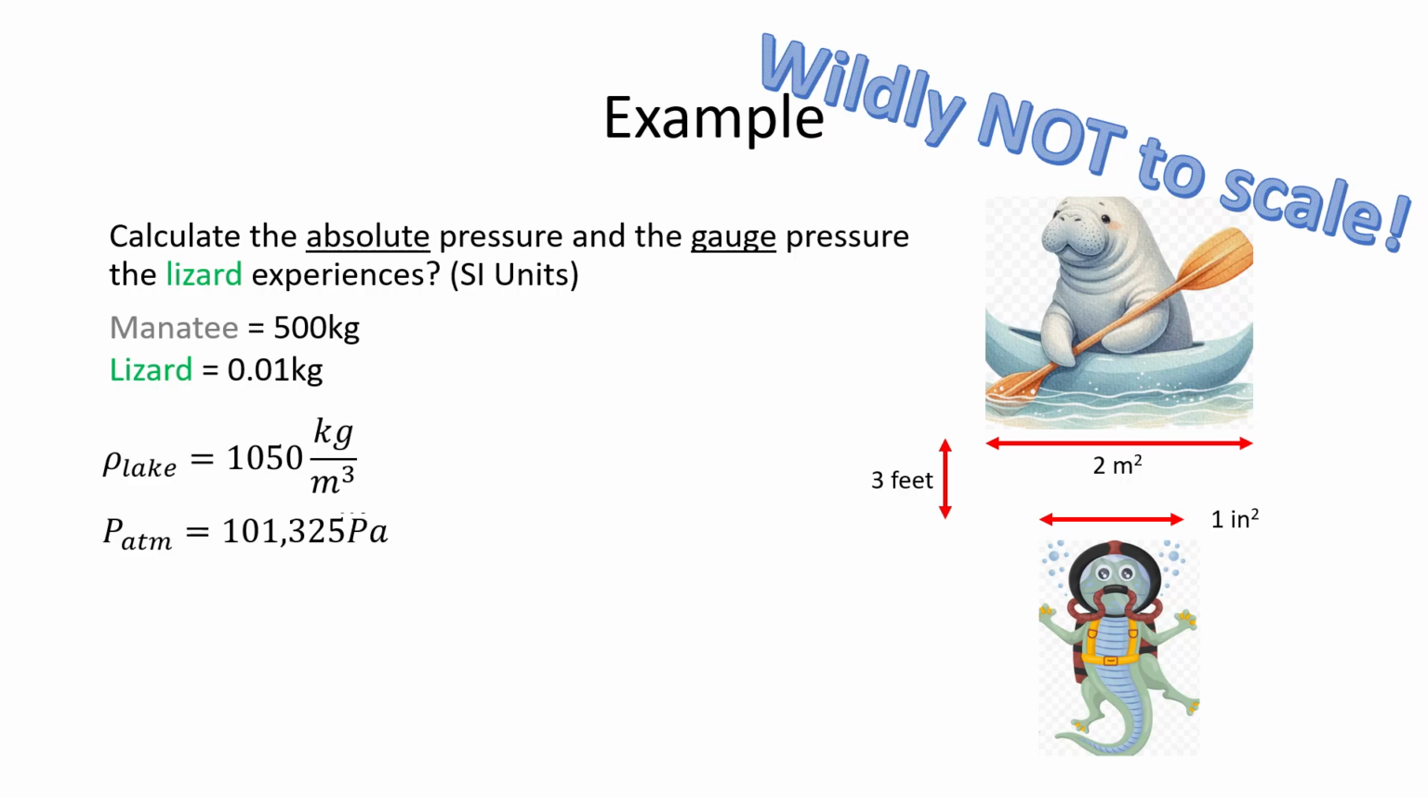Other annoying bits: the depth of the lizard that is diving beneath the manatee is in feet. That's not SI, so let's convert that. Knowing that the ratio between meters and feet is 0.3048, we can convert it to 0.91 meters. Additionally, the area that the lizard is experiencing all the pressure from is 1 inch squared. And again, I'm reminding you, this is not to scale. An inch squared is significantly smaller than 2 meters squared. So I'm just doing this for the purpose of illustration.